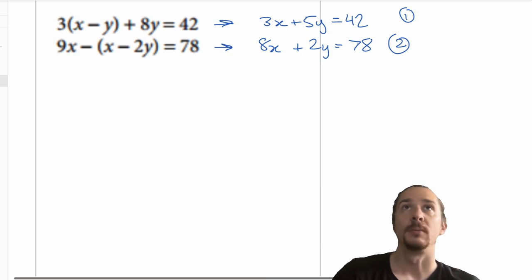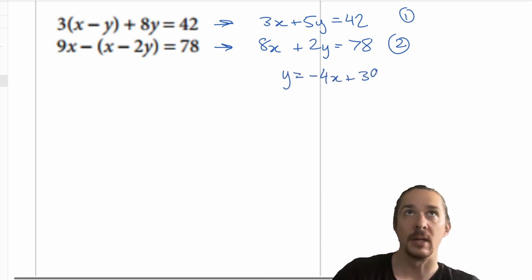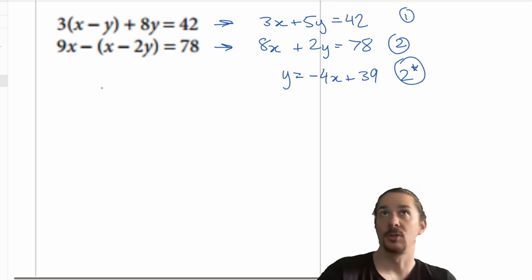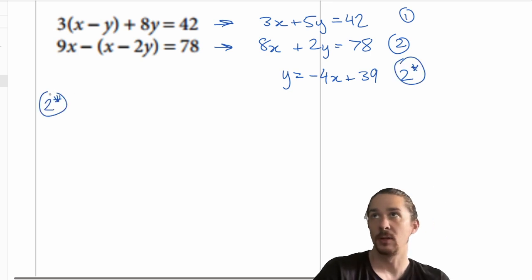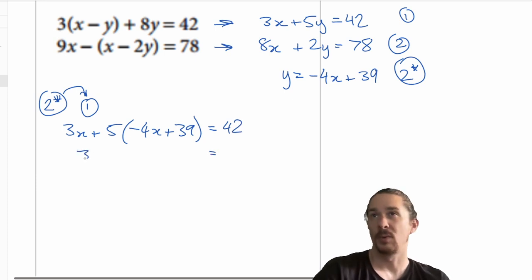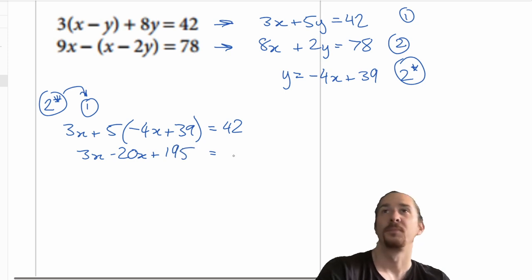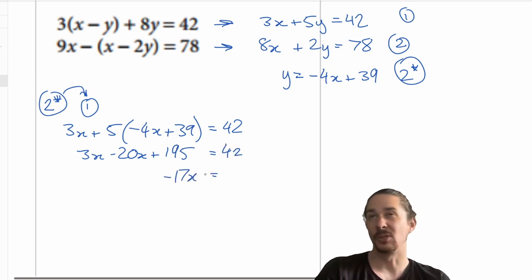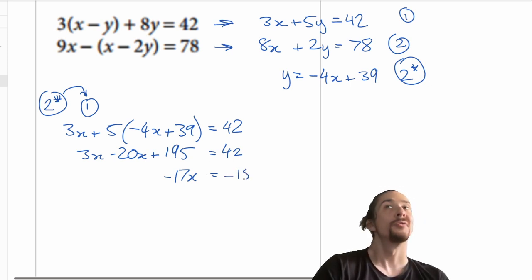What I'm going to do is rearrange number 2. I'm going to say y equals negative 4x plus 39. So this can be 2 star. Now we can substitute 2 star into 1, which is going to give us 3x plus 5 times negative 4x plus 39 equals 42, which means we're going to have 3x minus 20x plus 195 equals 42, which means negative 17x is going to be equal to negative 153.